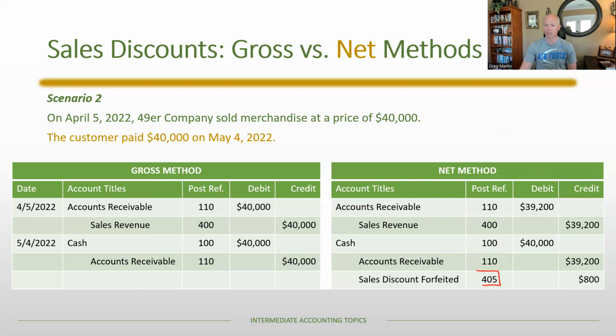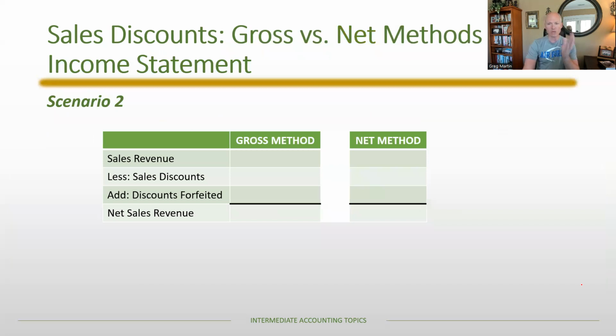But notice that it is in the 400 series. The discount was also in the 400 series, but it was a contra revenue account. It had a debit balance. And so in this case, we have an $800 credit balance to our sales discount forfeited account. And so again, how would we then present these? Gross method on the left, net method on the right.